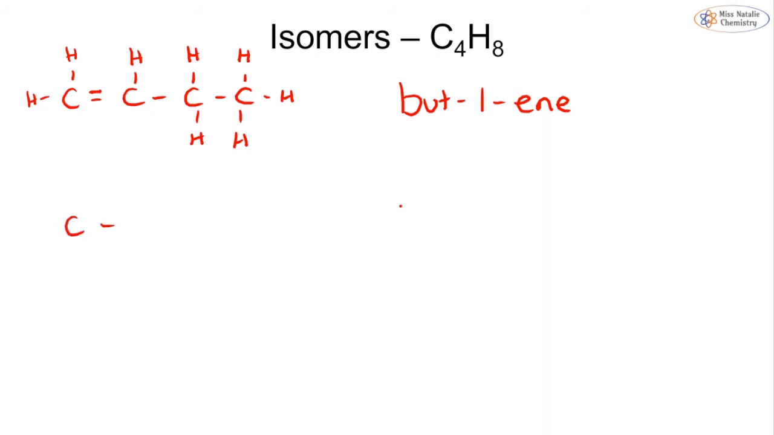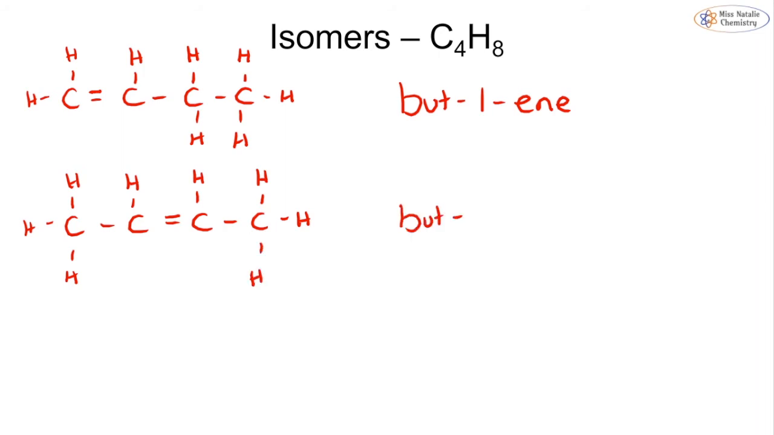Now the second isomer I can have is I still have my 4 carbons, but instead of the carbon-to-carbon double bond between 1 and 2, I can now put it between 2 and 3. Again, I fill in my hydrogens, and you can see that this is now a different structure. And this one is known as but-2-ene because the carbon-carbon double bond is between number 2 and number 3.